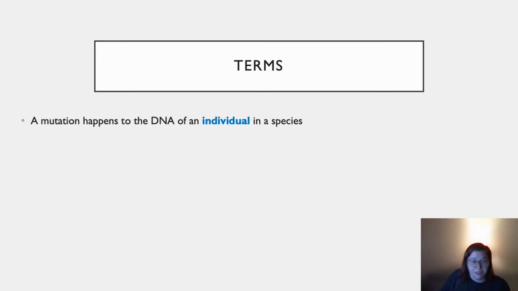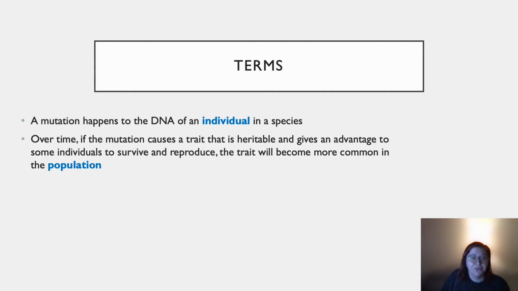A mutation happens to the DNA of an individual in a species. So just one individual will have this mutation at first. Over time, if the mutation causes a trait that is heritable and gives an advantage so that that individual can survive and reproduce better than others, the trait will become more common in the population or the group that that individual would breed with.